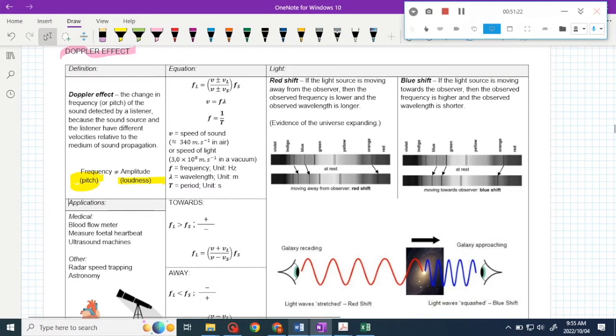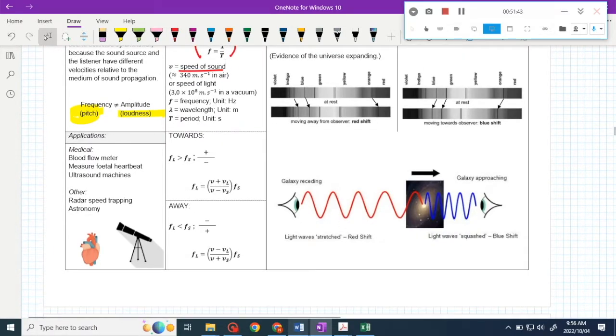In this formula, you guys know we're not plugging in negatives and positives. These are just the speeds. So these VL, VS, it's just speed values. Don't forget these formulae from grade 10. They're still useful.